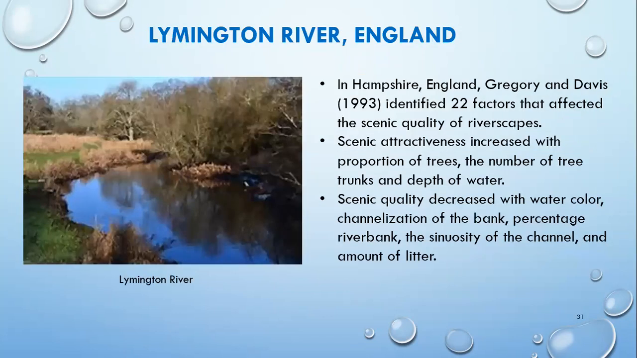In England, they identified 22 factors that affected the scenic quality of rivers, and quality increased with the number of trees, the number of tree trunks, and depth of water, but it also decreased with the water colour, channelization of bank, percentage riverbank, and so forth. The amount of litter also affected the quality of the scene.